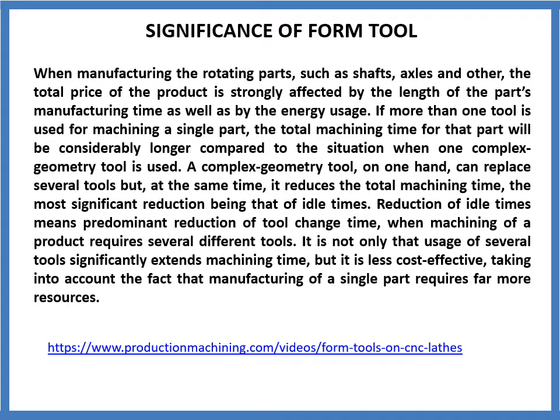Significance of form tool. When manufacturing rotating parts such as shafts, axles and others, the total price of the product is strongly affected by the length of the part's manufacturing time as well as by the energy used. If more than one tool is used for machining a single part, the total machining time for that part will be considerably longer compared to the situation when one complex geometry tool is used.